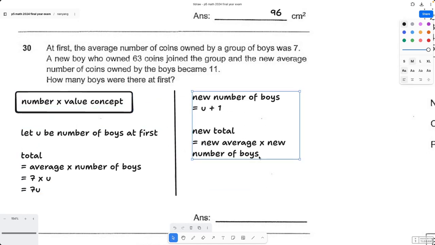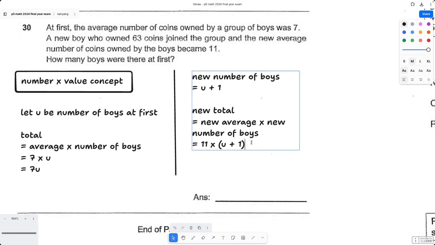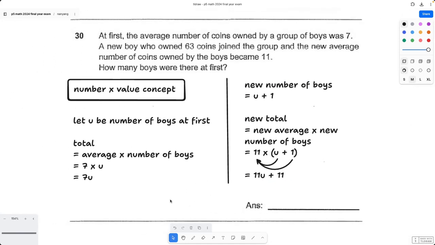Okay, so new total, new average times boys. Then new average is 11 times, and then bracket u plus 1. Okay, so how we do this is, draw an arrow, put to 11, so you multiply, and this one also like this, we multiply like this. So that means 11u plus 11.